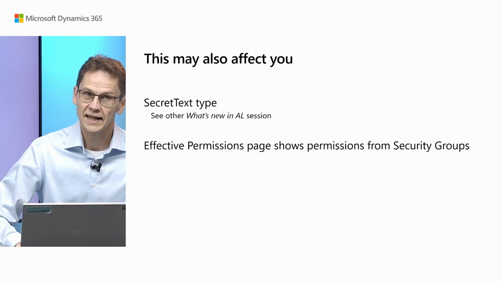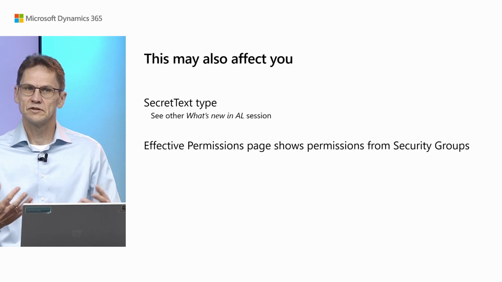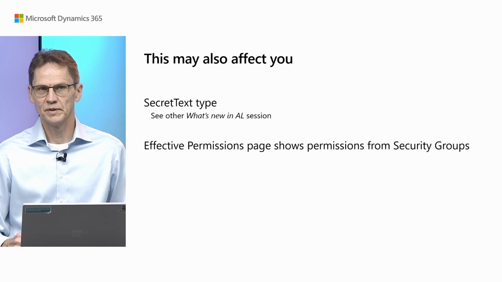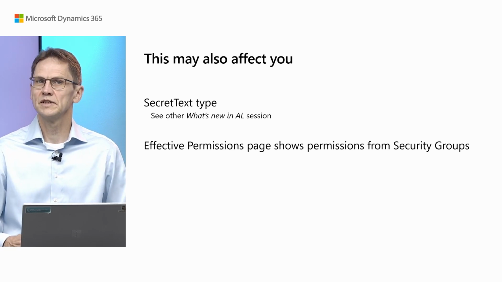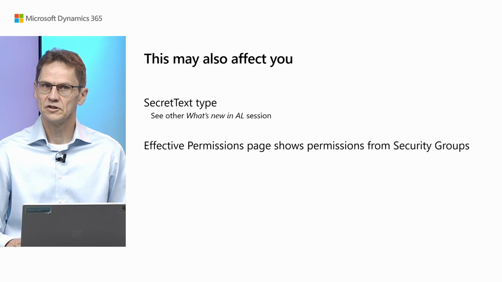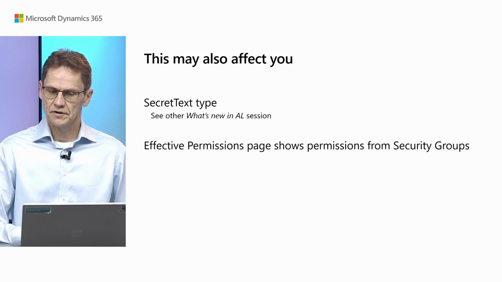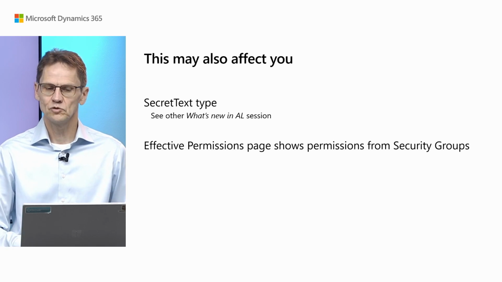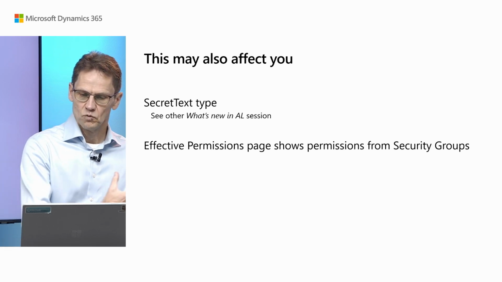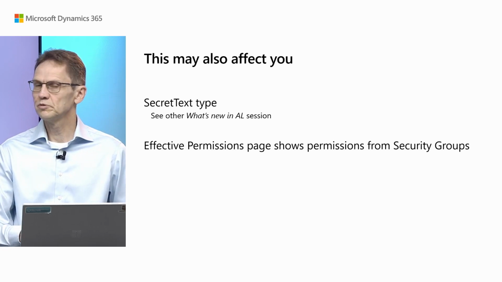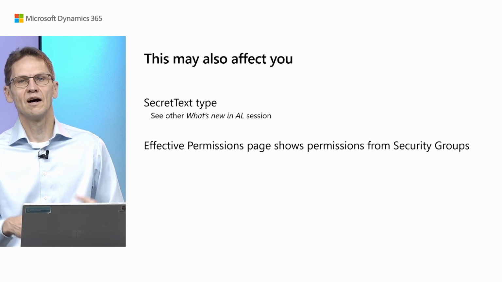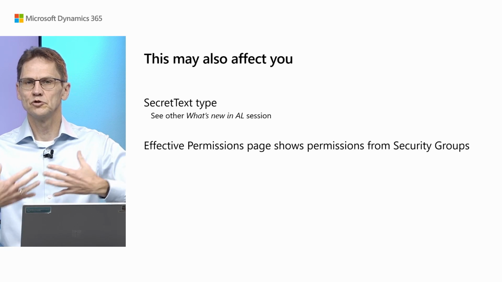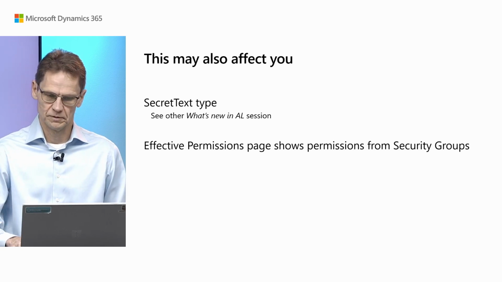Another thing we've added in this release is a secret text type for handling passwords and other sensitive information. That'll mainly be covered in the What's New in AL session. Another thing to mention is that we are wrapping up our permissions work, making it work a little better with security groups, so that the effective permissions page now also includes the permissions that you have gotten due to your membership of a group.